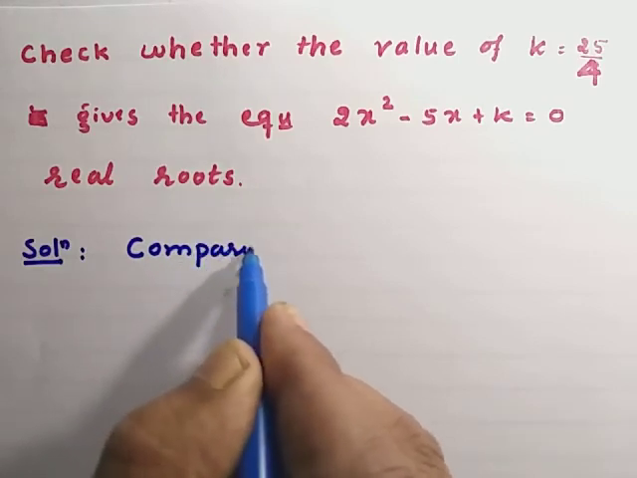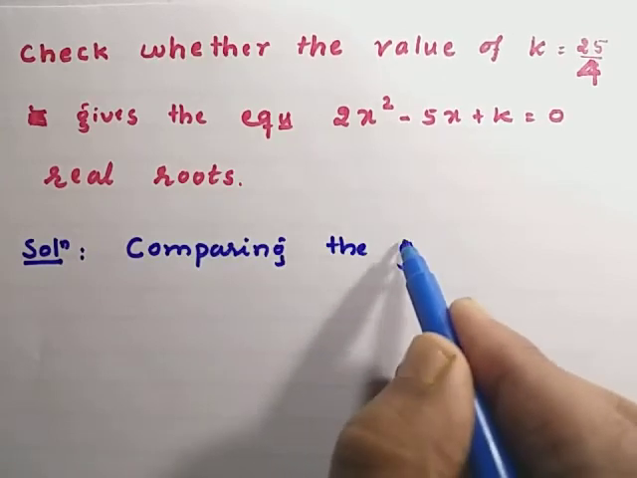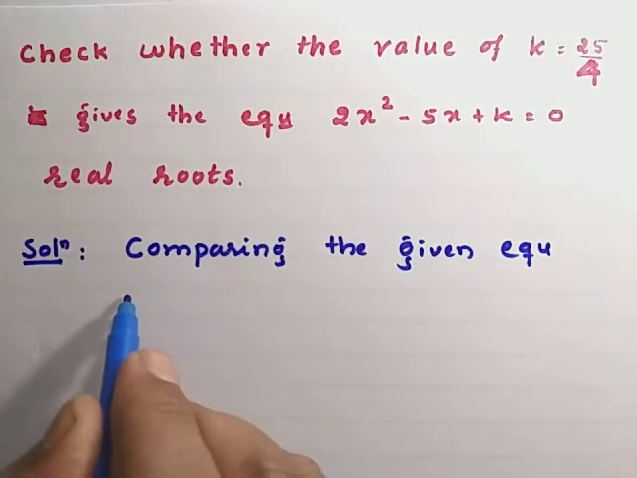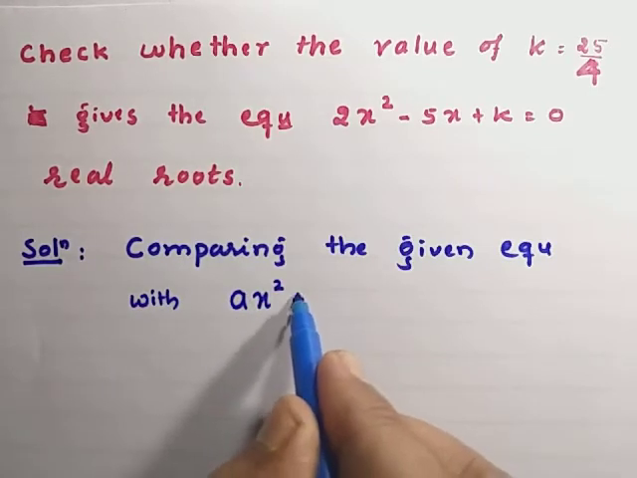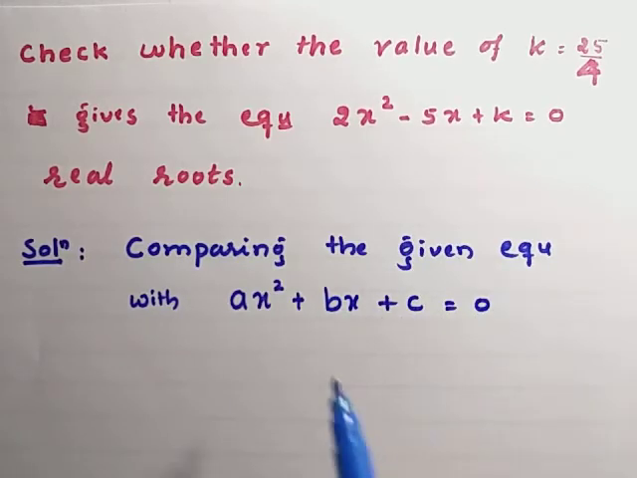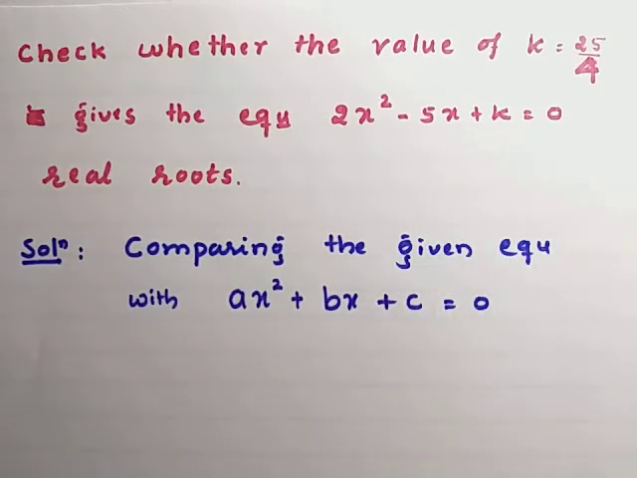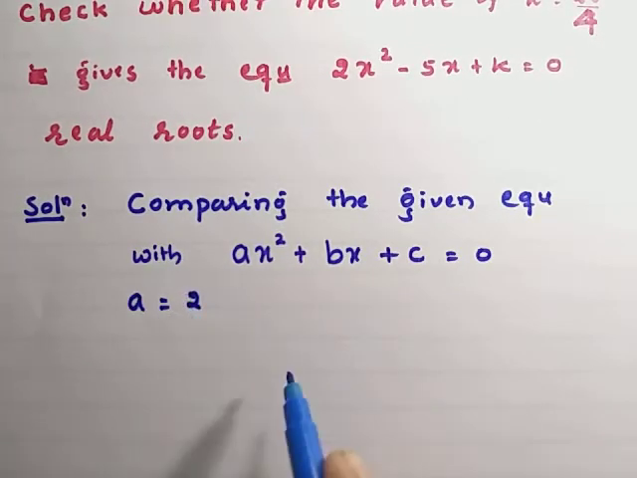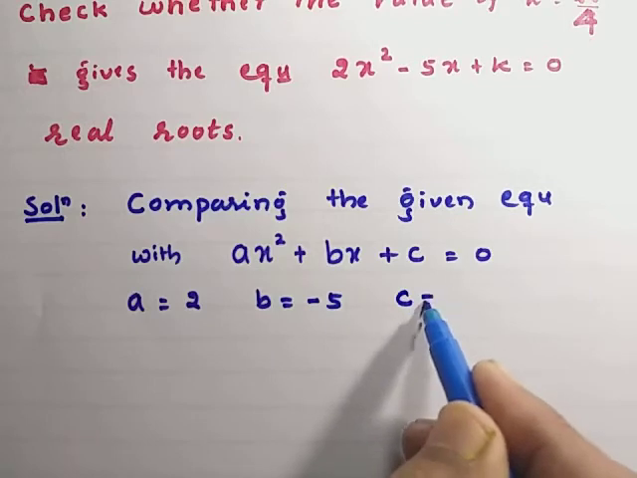First, we'll compare the given equation with ax square plus bx plus c is equal to 0. Therefore, we write a is equal to 2, b is equal to minus 5 and c is equal to k.